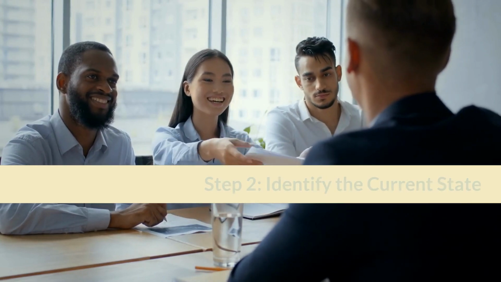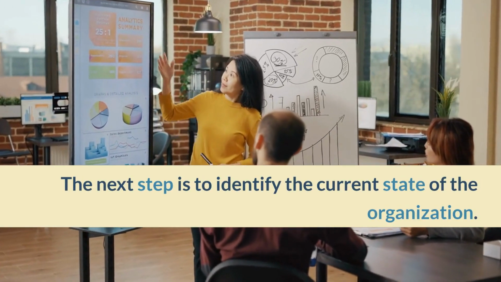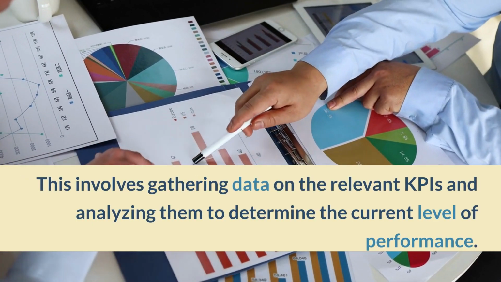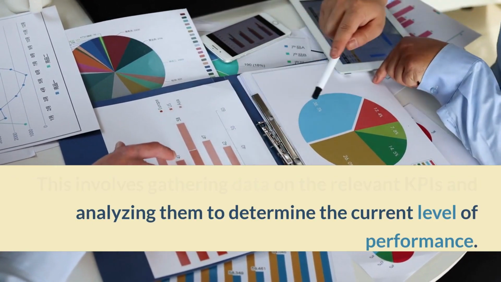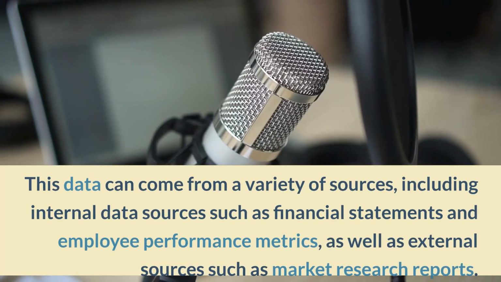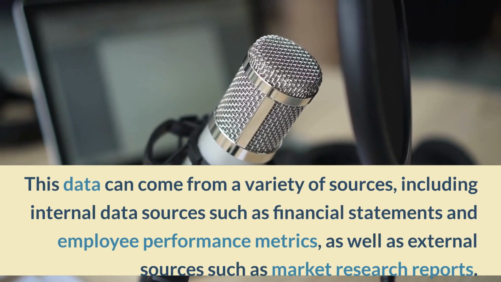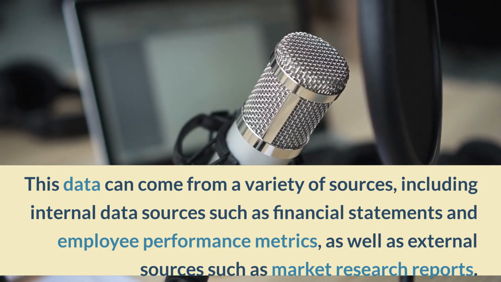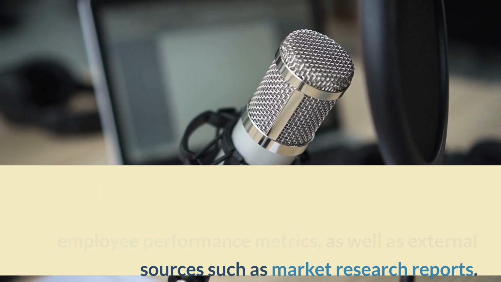Step 2. Identify the current state. The next step is to identify the current state of the organization. This involves gathering data on the relevant KPIs and analyzing them to determine the current level of performance. This data can come from a variety of sources, including internal data sources such as financial statements and employee performance metrics, as well as external sources such as market research reports.